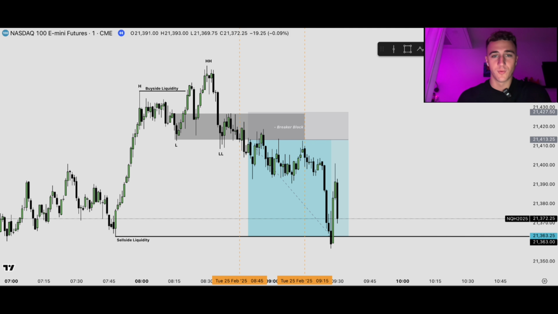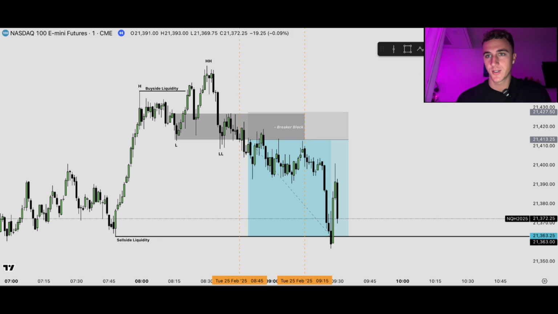Now I'm going to be waiting for a retest off that breaker block in order to take an entry. Okay, there you have it. We've retested that area, so I'm going to be taking a short position off the breaker block here. My stop loss is going to be going just above that swing high. This is actually a very good risk to reward. My TP is going to be all the way at the sell side level, so this is a 1 to 3 risk to reward.